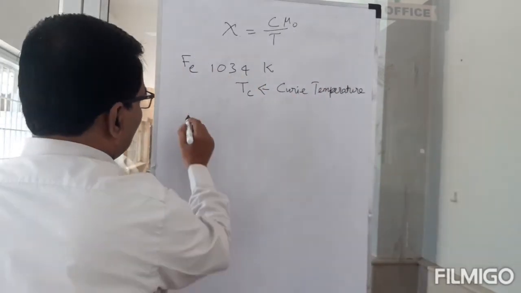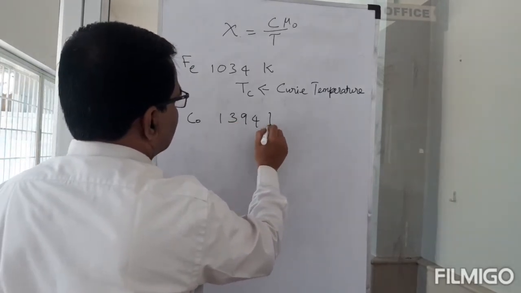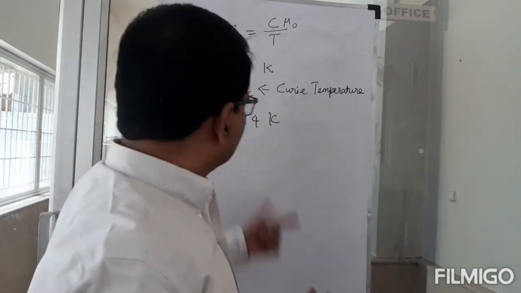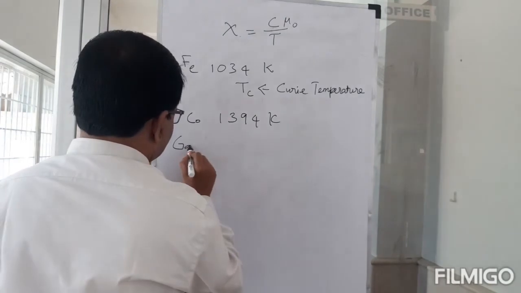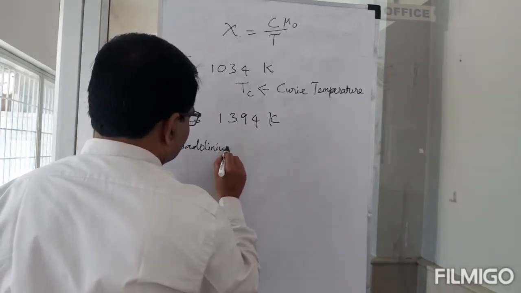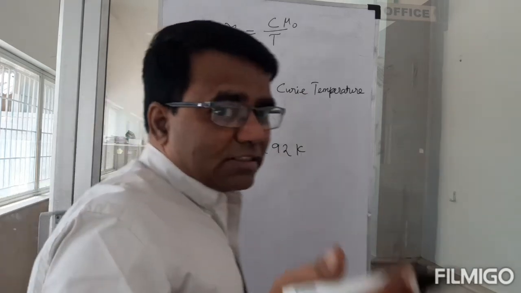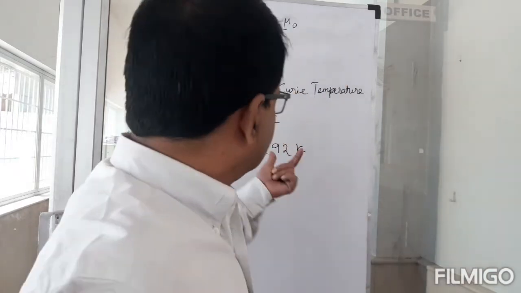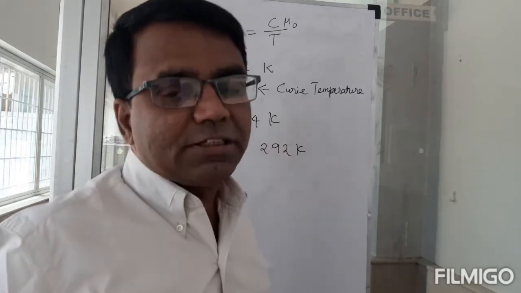And this is for iron. For cobalt, this is somewhere around 1400 Kelvin. So that is the Curie temperature for cobalt. And what is interesting is gadolinium. This has a Curie temperature of about 292 Kelvin. I think your book says it's 317. Let's say it's somewhere around 300. Other sources say that the Curie temperature for gadolinium is 292 Kelvin.